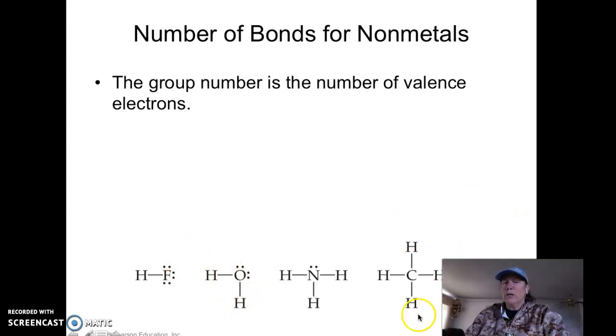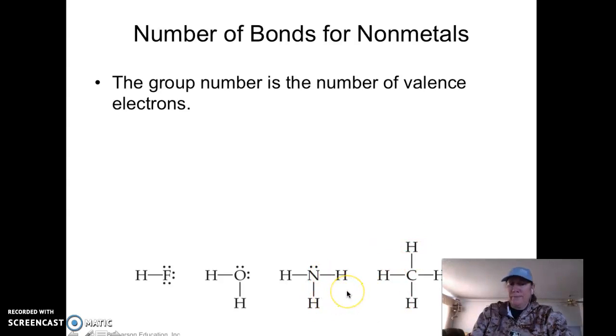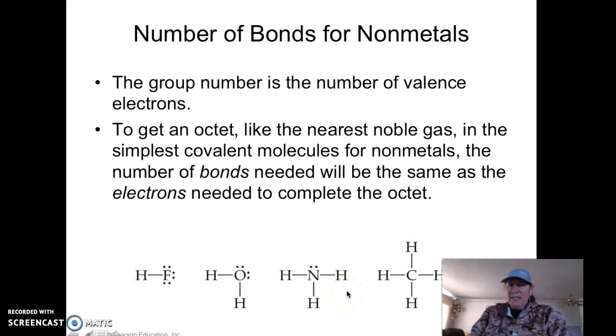These are called Lewis structures, and what they do is represent where the electrons are. I have a little video, I'll show you how to do those. But anyway, the thing to remember is nonmetals need 8, except for hydrogen. Hydrogen only needs 2. And they will situate themselves so that they have 8, to get the octet, like a noble gas. The simplest covalent molecules, again, are 2 nonmetals.